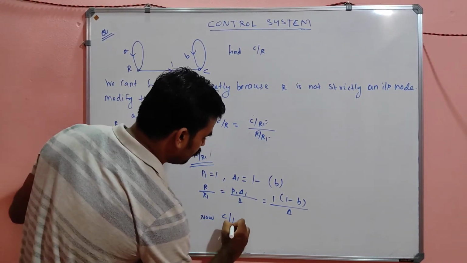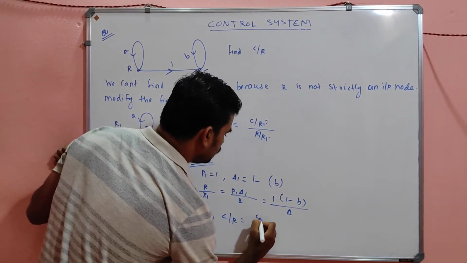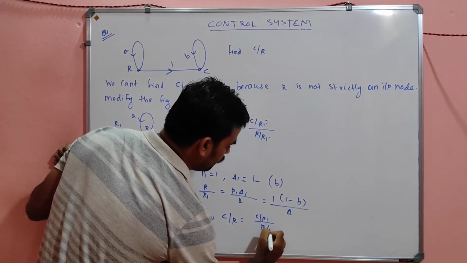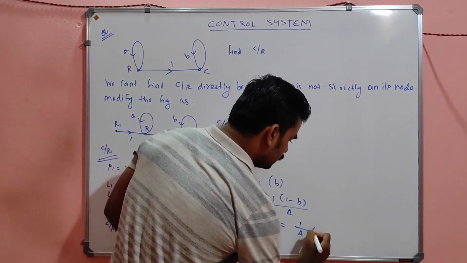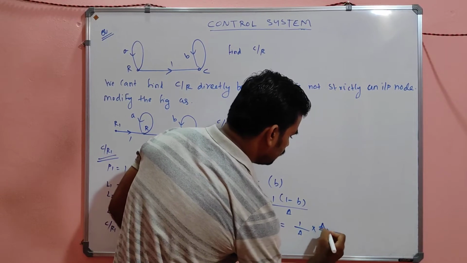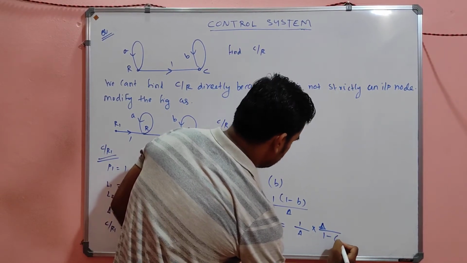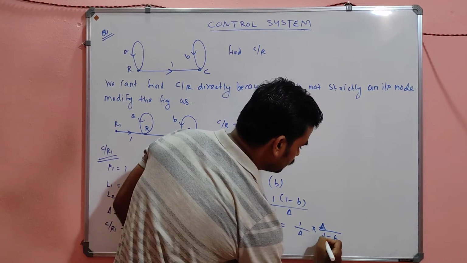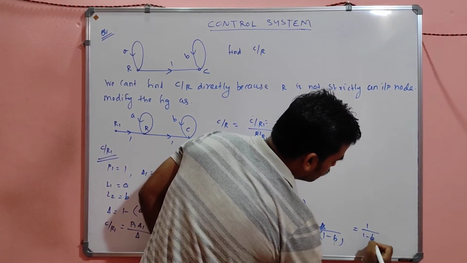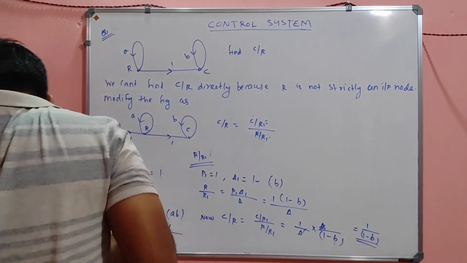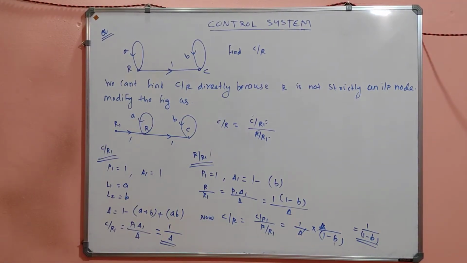Now C by R you have to find. C by R will be equal to C by R1 divided by R by R1, which is nothing but 1 by del into del divided by (1 minus B). Simply 1 divided by 1 minus B. How beautifully we arrived at the answer.